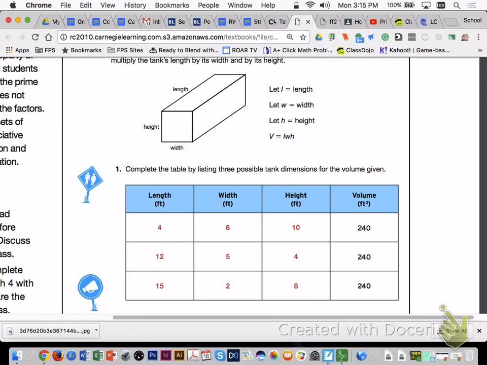For number 1, here are possible tank dimensions for the volume given: a 4 by 6 by 10, a 12 by 5 by 4, and a 15 by 2 by 8. If your group had different dimensions, please make sure when you multiply the length times the width times the height that your product is 240.